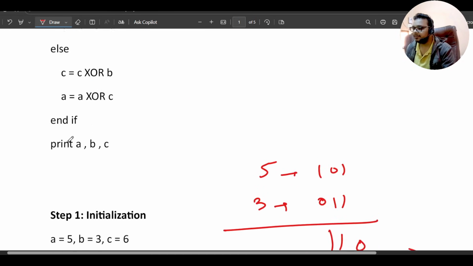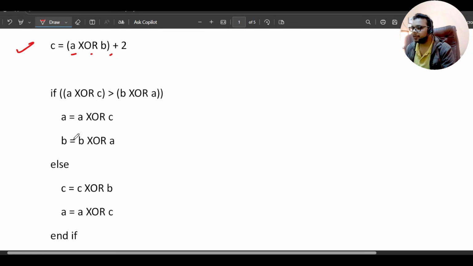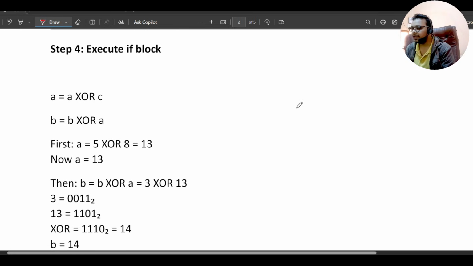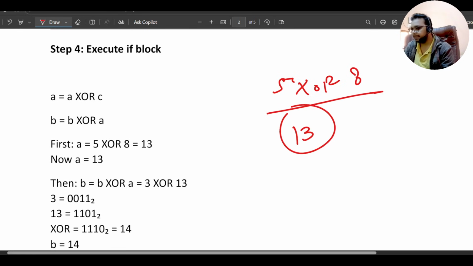So we will go into the if condition. Because this condition is true, we will go here. A equals A XOR C and B equals B XOR A. So A equals A XOR C. The value of A is 5 and the value of C is 8. So 5 XOR 8, the answer will be 13, which we have already done previously.